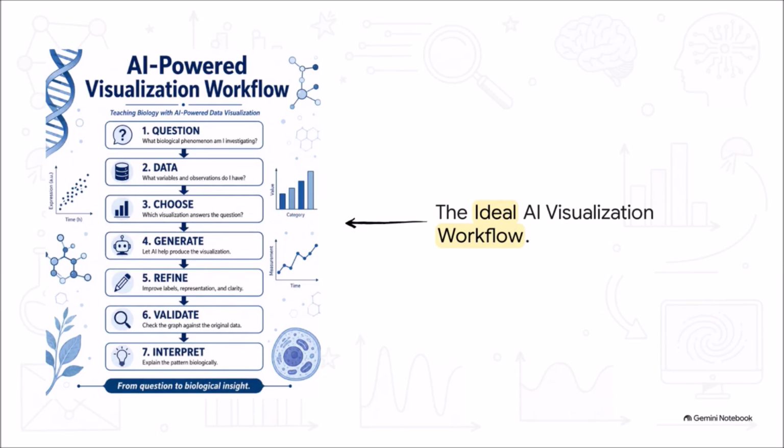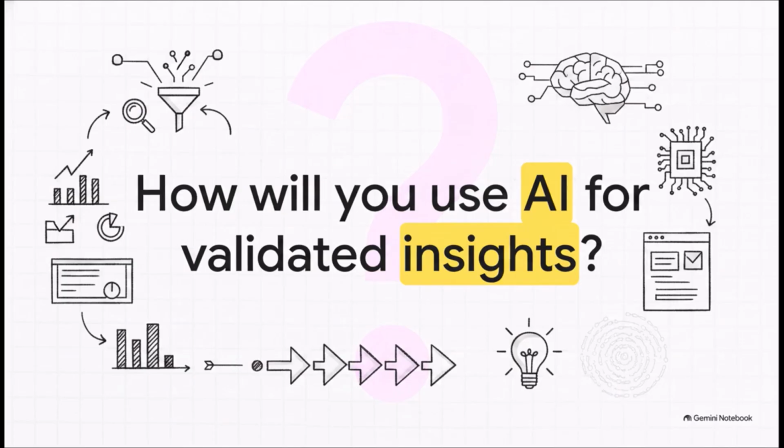This is our ultimate roadmap, taking you all the way from a question to an insight. It kicks off with your biological question and the actual data you have on hand. Once you have chosen the right visualization for that question, that is when you finally bring in the AI to generate it. But the work doesn't stop there. You still have to actively refine the clarity, rigorously validate the graph against your original data, and finally, interpret the biological pattern. If you follow these 7 steps, AI stops being a liability and becomes a massive amplifier of your scientific rigor. Which leaves us with this final thought. You now know that visualization isn't just decoration, it's a core analytical tool.